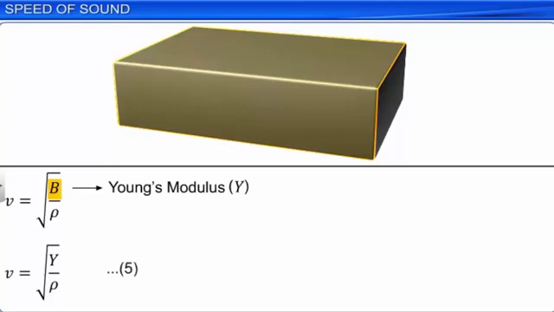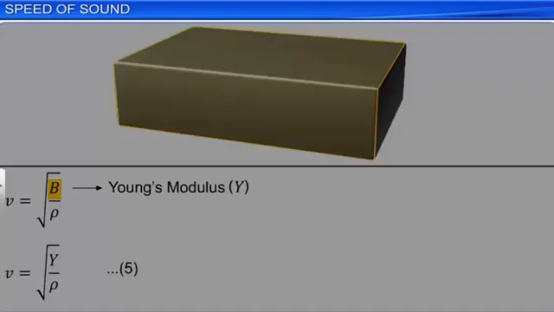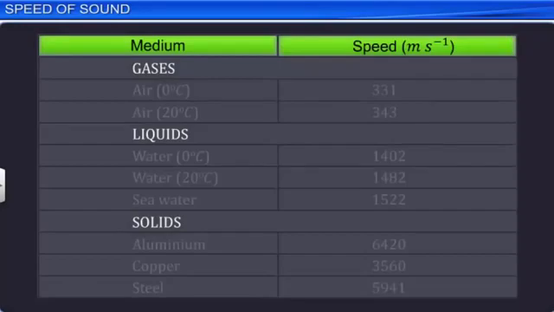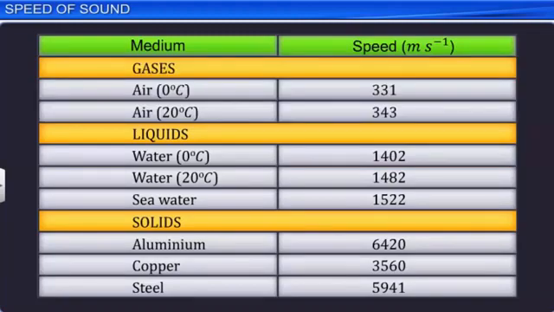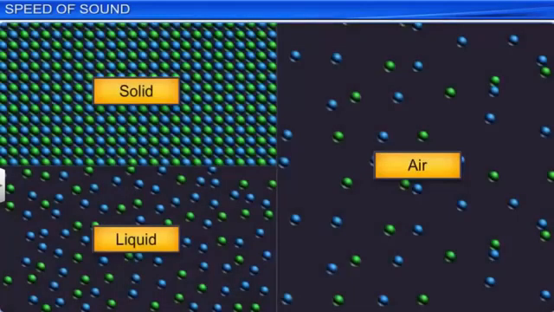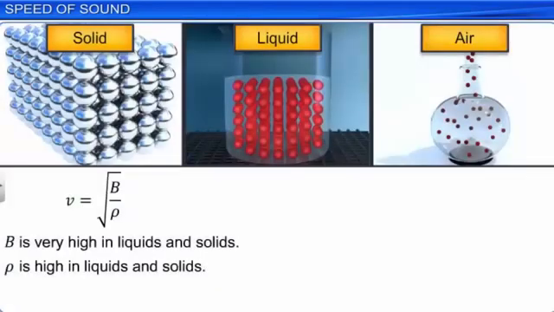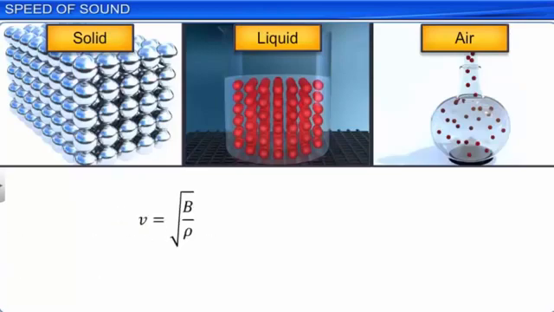The table shows the speed of sound in various media. From this table, we find that the speed of sound in liquids and solids is higher than in air. The reason is that the densities of liquids and solids are higher than the density of air. Liquids and solids are less compressible than air, and therefore have a greater bulk modulus, resulting in a higher value of B by rho.